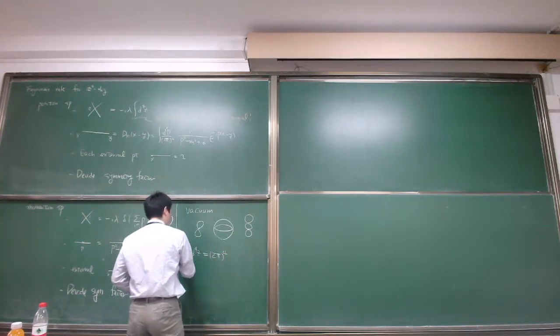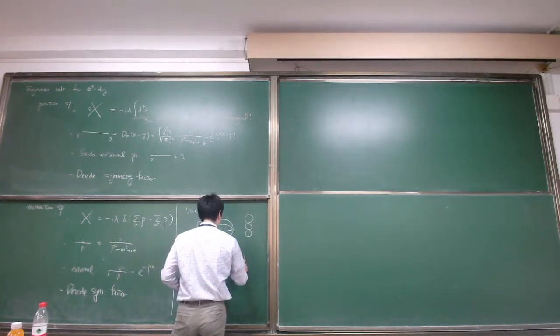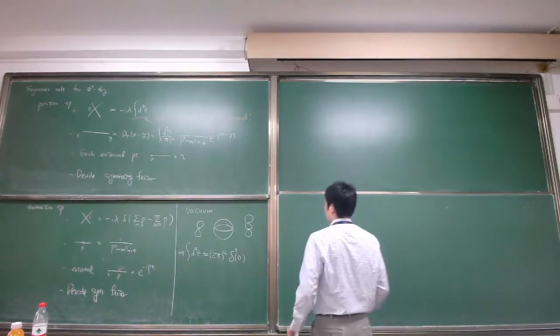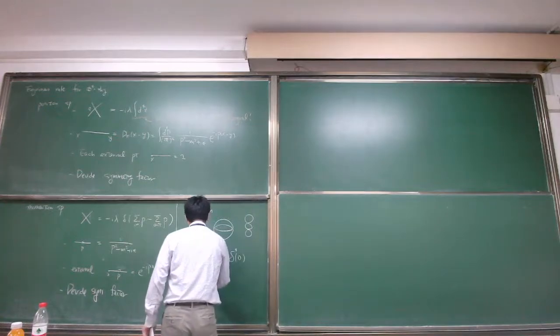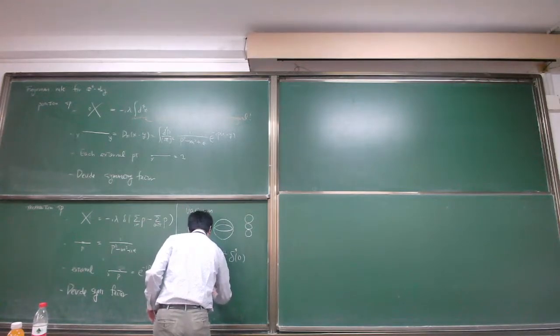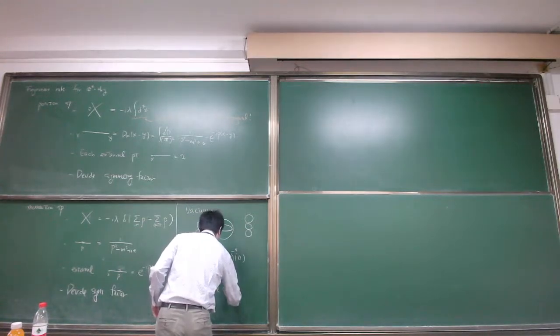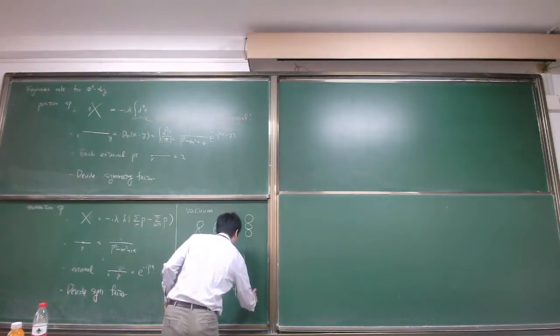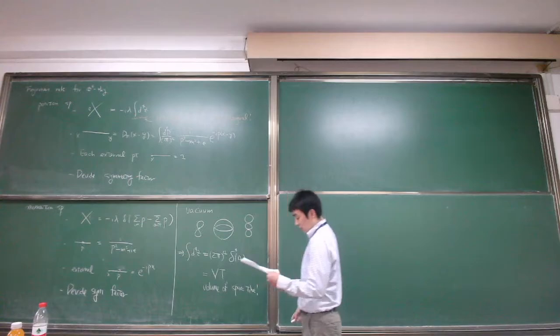This leads to the factor delta to the 4, and the factor can be understood as the volume of space-time. So that's one problem.